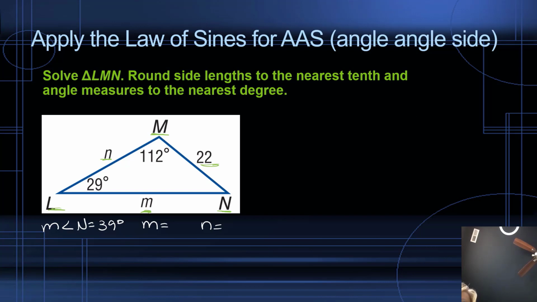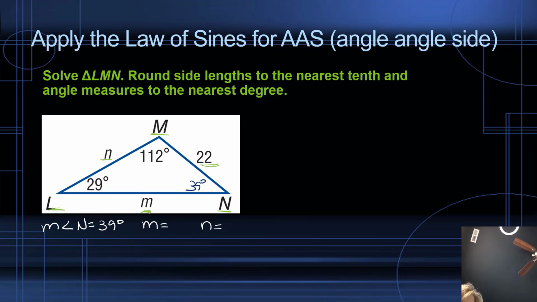So the next thing I want to do is figure out the information I have. Well, I have 112 degrees and 29, and I have 22. I need to find a side. Oh, but I also already know this angle, so we're going to go ahead and put this in. This is 39 degrees, so I can now use that as well. In fact, I'm going to do that right now.